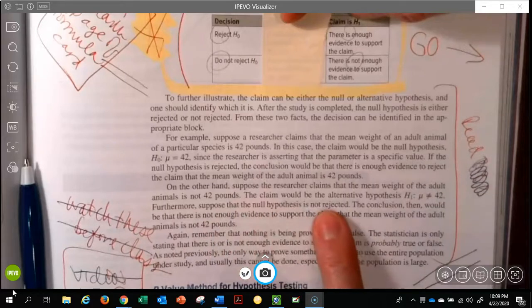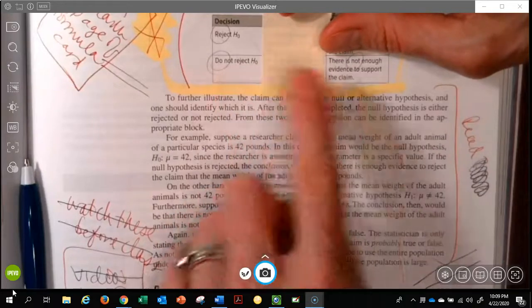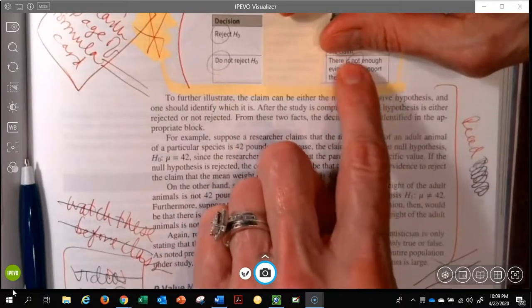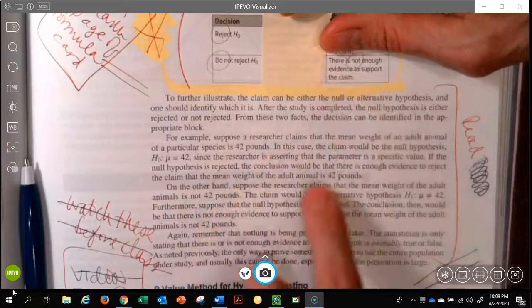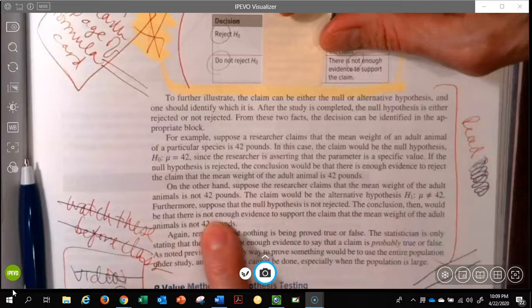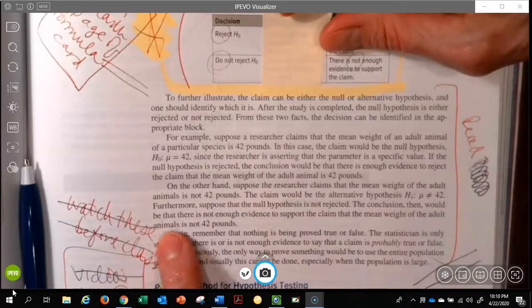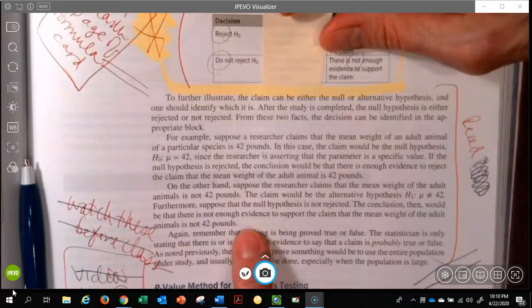Suppose it is not rejected. I'm sorry, I read rejected. Cross this one off. If it's not rejected, we did not reject it, and it's going to be this one. There is not enough evidence to support the claim, which is what they're stating right here. Then the conclusion would be that there is not enough evidence to support the claim, and then you fill in the words from the problem that the animal is not 42 pounds.